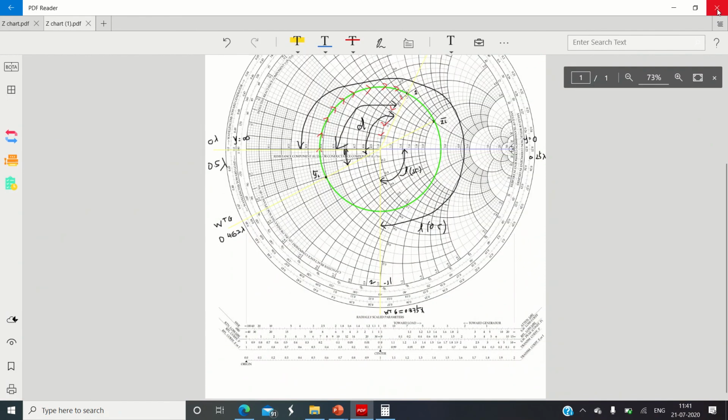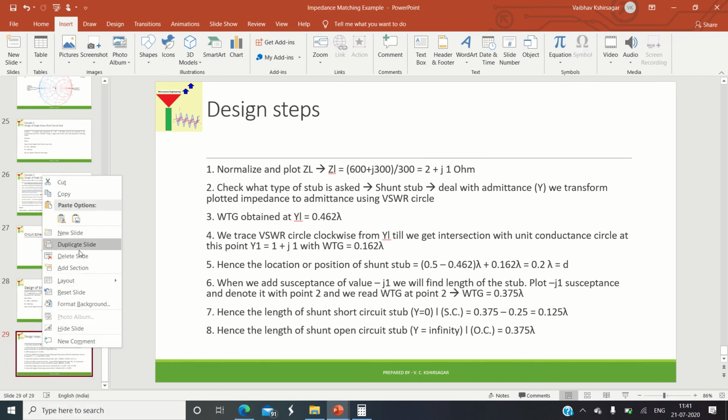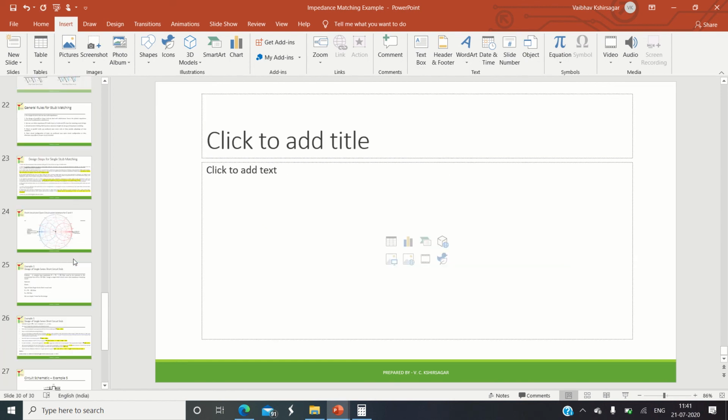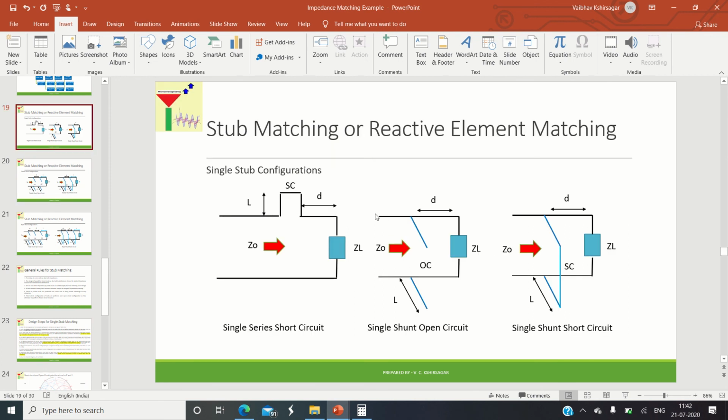and I will close this app. Now the last part that remains is to draw the diagram. I will draw the diagram on a new slide. For drawing the diagram, I will take the reference of the same diagram over here.